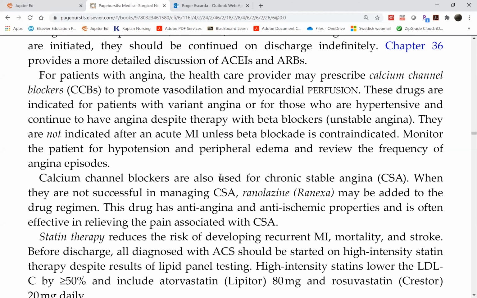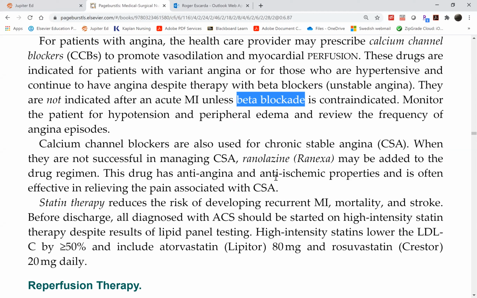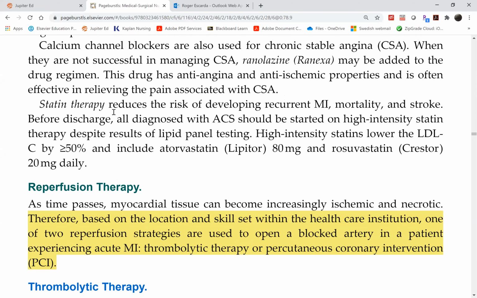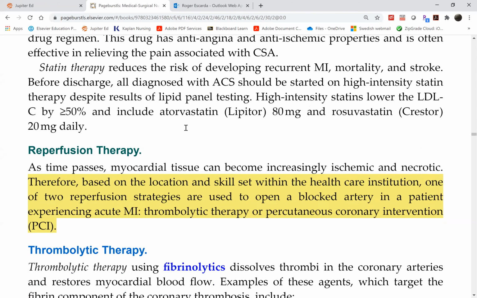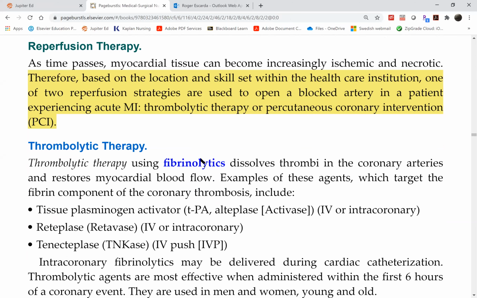Okay, that's clear, right? Again, a reminder is they're not used after an acute MI. This is the only exception. If the patient has any contraindication of a beta blocker, such as, for instance, asthma or any other risk for bronchoconstriction, then that's the only time we may use calcium channel blockers. Statin, of course, that's for long-term therapy to decrease your risk for atherosclerosis. Let's go now to vascular interventions.